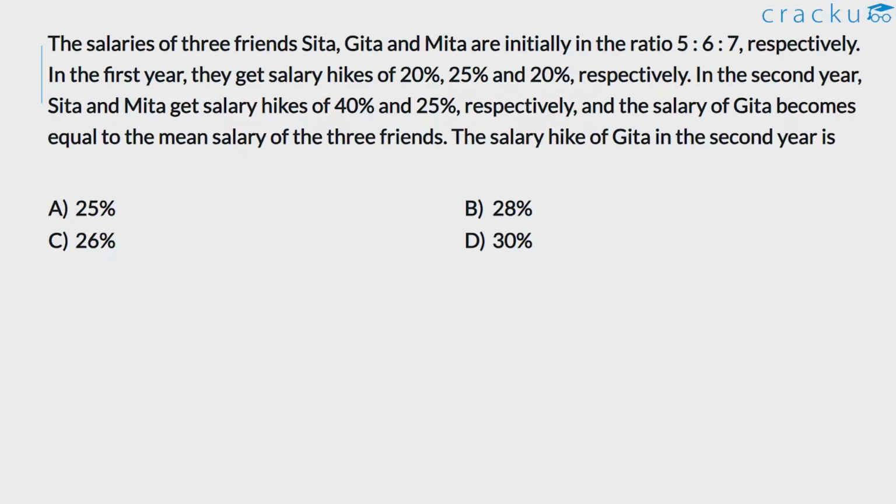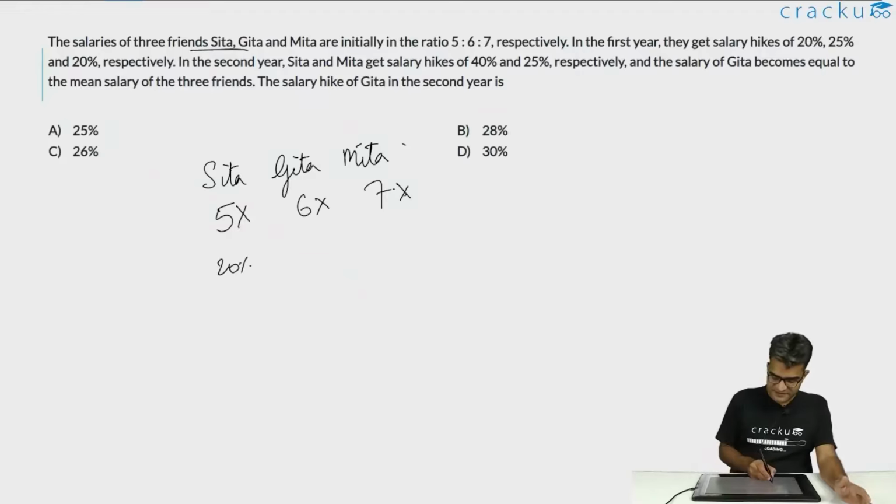In this question, we are told that the salary of 3 friends, Sita, Geeta and Meeta, were initially in the ratio of 5:6:7. So this is Sita, this is Geeta, and this is Meeta. The ratio is 5:6:7. So let us assume that the initial salary of Sita is 5x. So that of Geeta is 6x and Meeta is 7x. They get a salary hike of 20%, 25% and 20%. So the new salary of Sita is 5x into 1 plus 20%, which is 6x. New salary of Geeta is 6x into 1 plus 25%, which is 7.5x. And new salary of Meeta is 7x into 1 plus 20%, which is 8.4x.